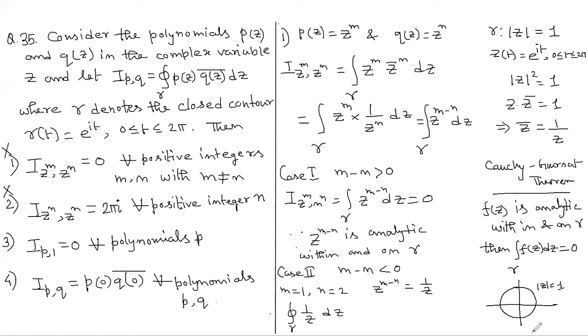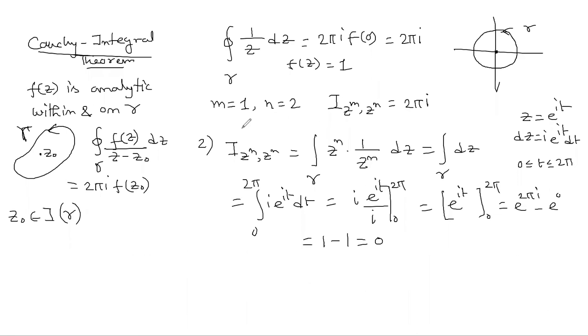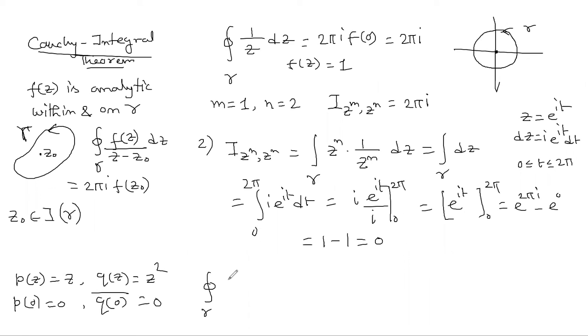Now regarding option number 4, the integral equals P(0) into Q(0) bar. If we consider this example, that is P(z) equal to z and Q(z) equal to z square. So here P(0) is equal to 0 and Q bar(0) is equal to 0. And here we can see the integral over gamma of 1 by z dz is equal to 2 pi i, which is not equal to P(0) into Q(0) bar. So our fourth option is incorrect.